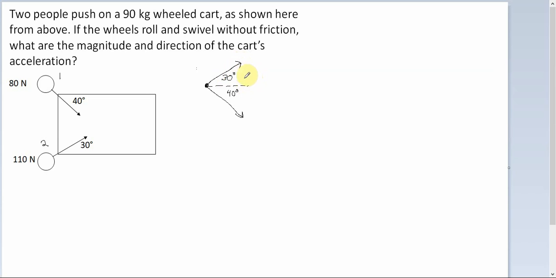And so now we're going to take our force diagram here and use it to apply Newton's second law. So first we're going to say the sum of the x components of the forces is equal to the mass times a sub x. This is force 1, this is force 2, and so we're going to say F1x plus F2x equals m times a sub x.